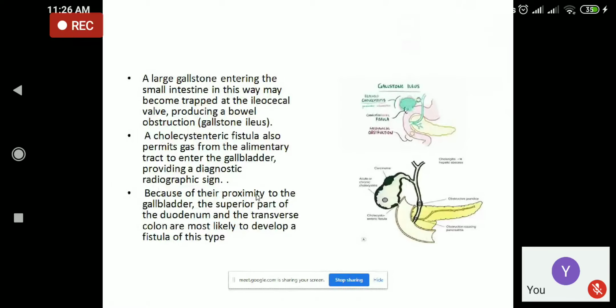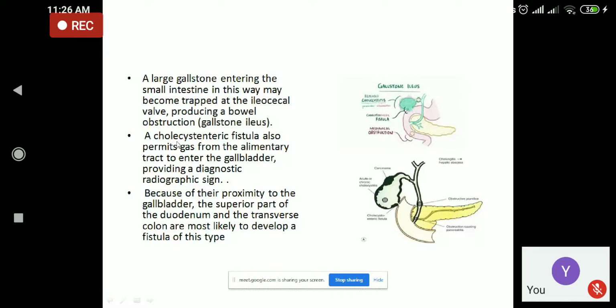Another condition is gallstone ileus, that is a large gallstone entering into the small intestine. If the gallstone is large, it will enter the small intestine and become trapped in the ileocecal valve, producing bowel obstruction. That is called gallstone ileus.